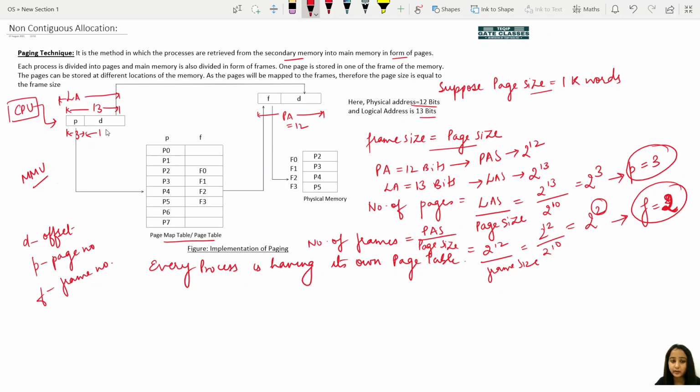It will be 10 in this case. Here also 12 minus 2, the f value we know is 2. 12 minus 2 is 10. D is 10 here. Okay.